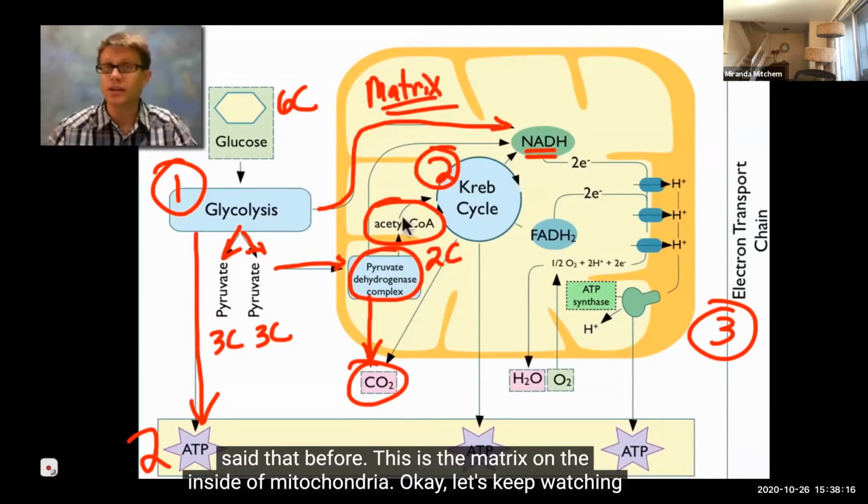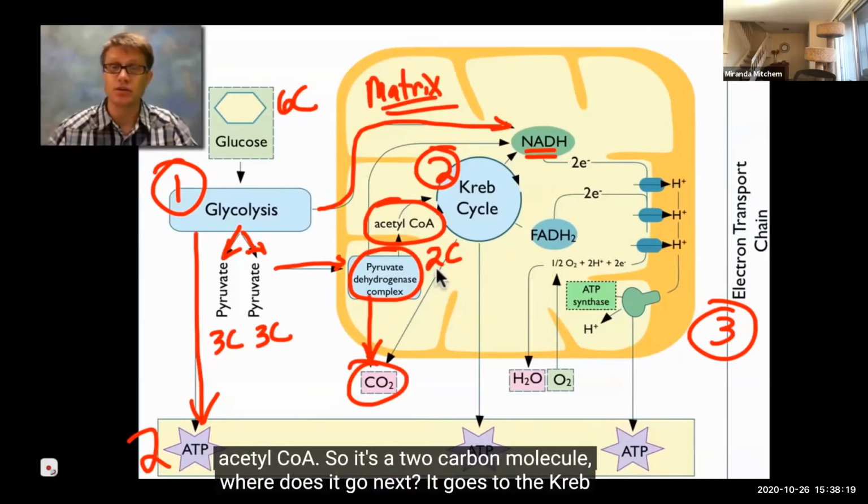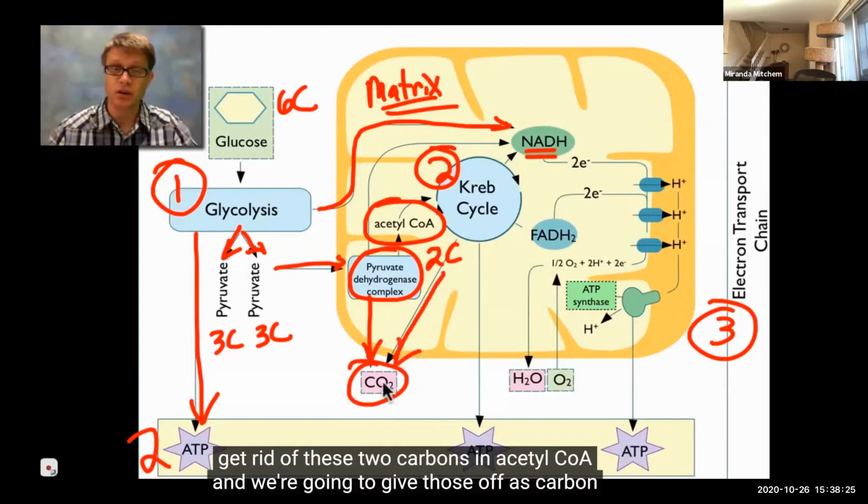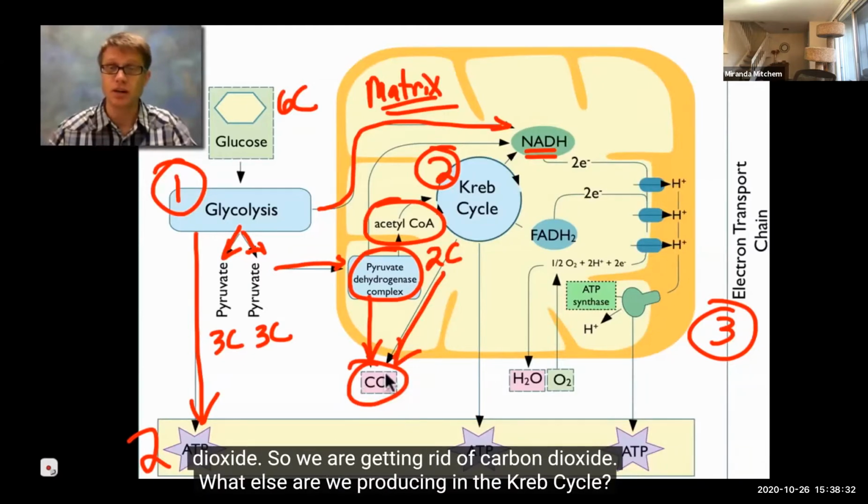Okay, let's keep watching acetyl-CoA. So it's a 2-carbon molecule. Where does it go next? It goes to the Krebs cycle. And so in the Krebs cycle, we're going to break it down further, and we're going to get rid of these 2 carbons in acetyl-CoA, and we're going to give those off as carbon dioxide. So we're getting rid of carbon dioxide.